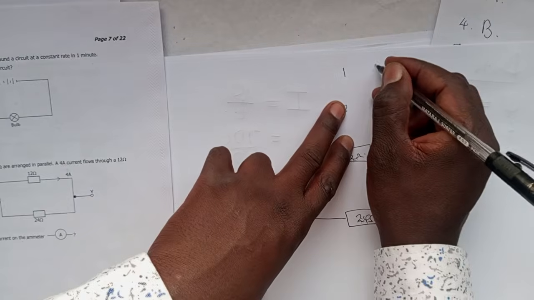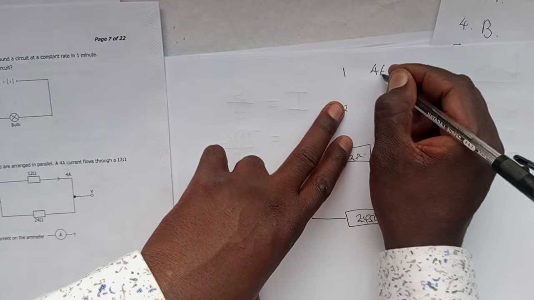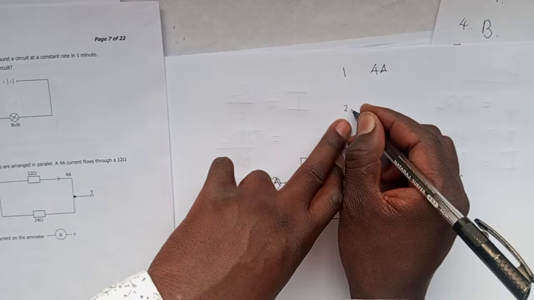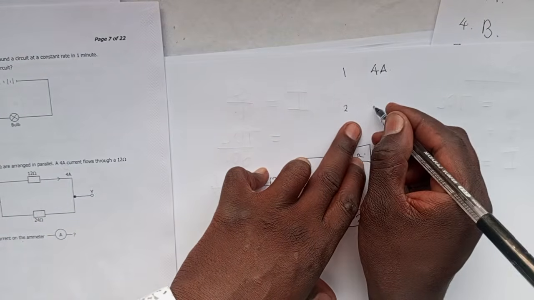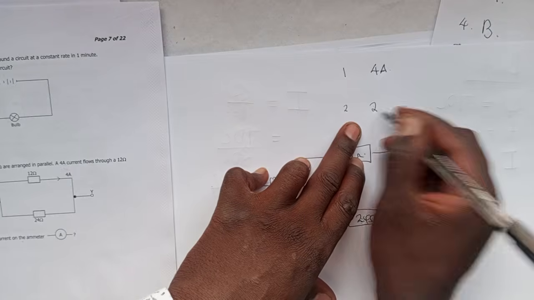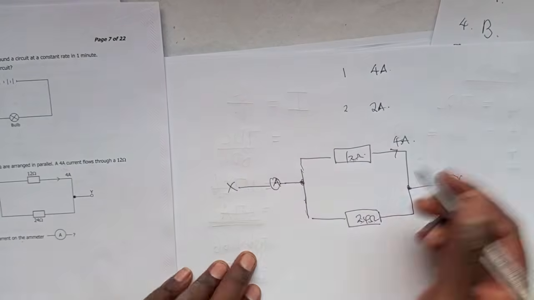And then you've been told that the 4 amps is flowing this side. What will flow this side if the ratio is inverse? You need to know that half of this is what will flow here, which is 2 amps. I hope you are getting that.